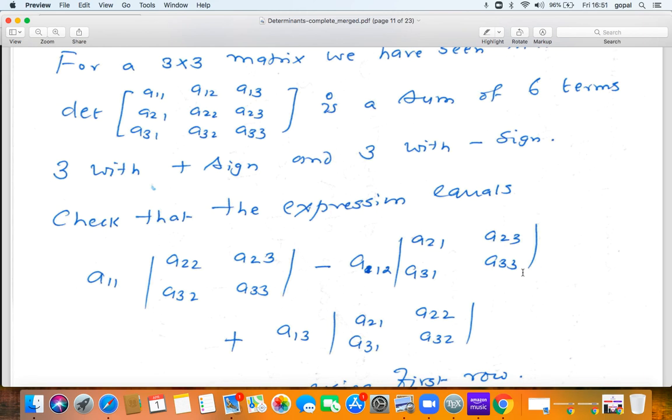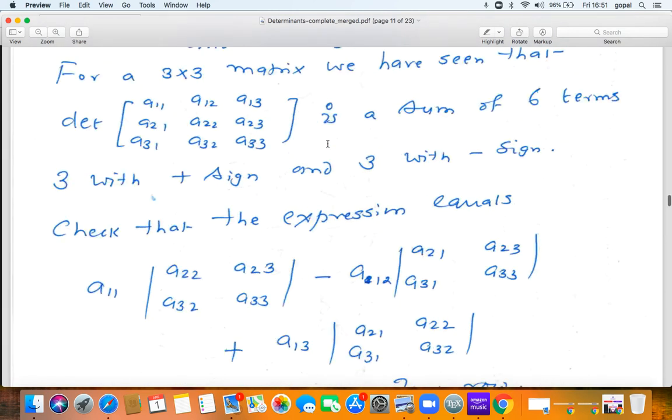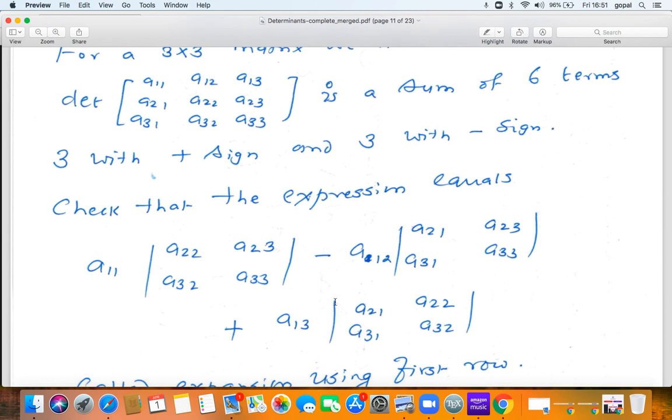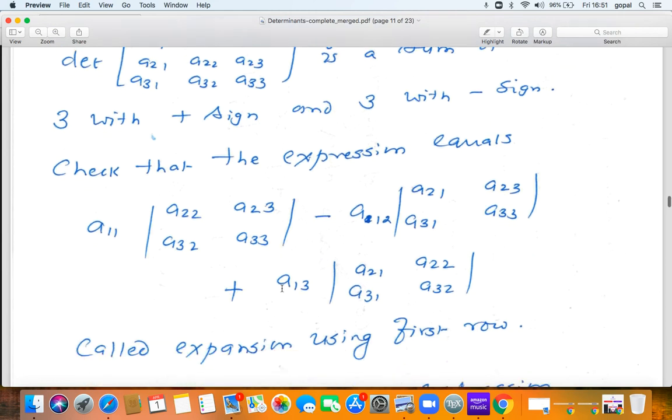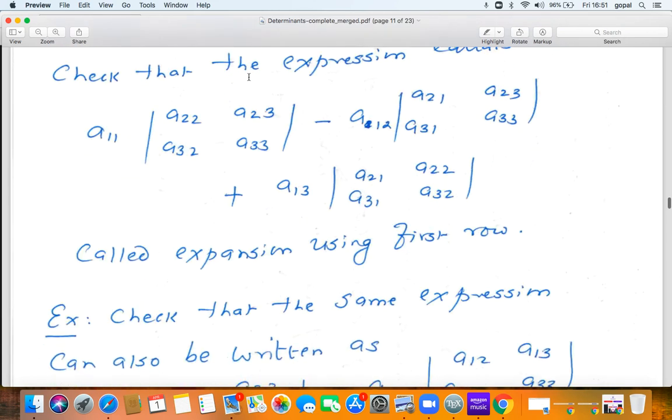You're going to get exactly this, and these 2 by 2 determinants we already calculated, no? You have to use the formula for the 2 by 2 determinant, and you're going to get this. This is called expansion using the first row.